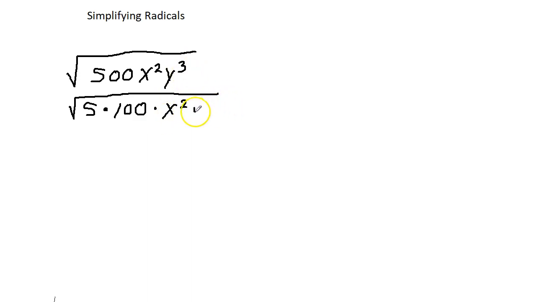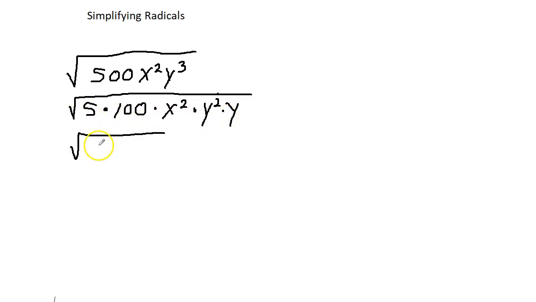Y to the third power, however, the largest perfect square that goes into it is y squared, and there's one y left over. So y squared times y makes y to the third power. So now I just take the square root of everything that I can, and that will come outside of the radical. Everything that is not a perfect square will remain inside.